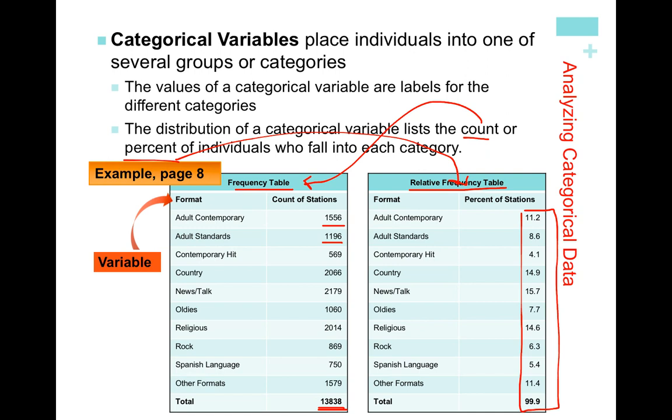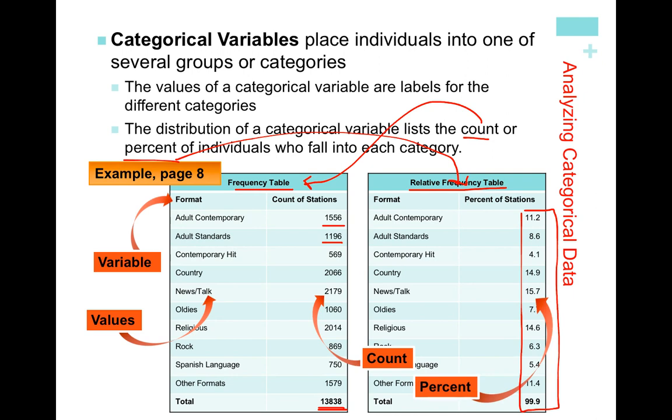So just some vocab terms that we've seen to show you where they show up. We've got the variable, which is the radio station format. Again, it's categorical because it's putting the station into a category based on some common trait. And then the values of that variable are the different outcomes, so the different station types. So here, this arrow is pointing to one of the values for news talk. Another value would be country. Another value would be contemporary hit.